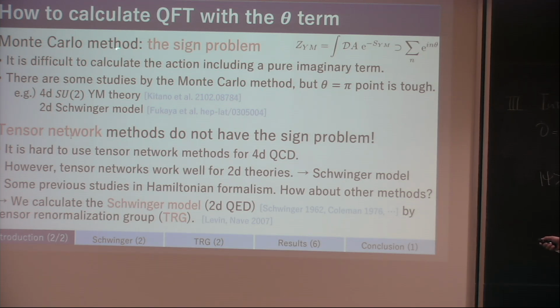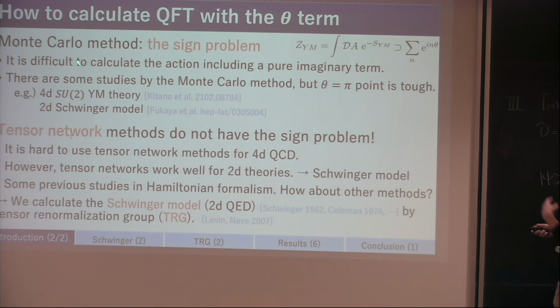This is the introduction slide, and the main motivation is the numerical calculation for QFT with a finite theta parameter. It is well known that if a theory includes a theta term, a topological term, the Monte Carlo simulation does not work well, because Monte Carlo simulation uses this Boltzmann factor as a weight. In principle, if this Boltzmann factor is real valued, the Monte Carlo calculation works well, but if it includes an imaginary part, it is difficult to calculate.